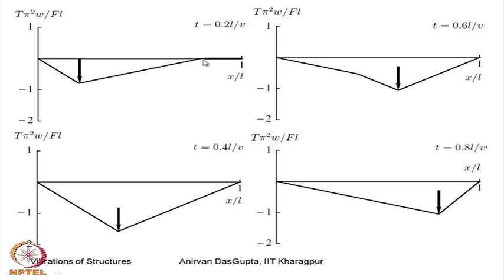this information that there is a force travelling on the string has reached this end. Here at 0.6 L over V, you can see a kink forming here. So, actually the information is now reflecting back and forth on the string. And this shows at 0.8 L over V. Now, so these are snapshots.